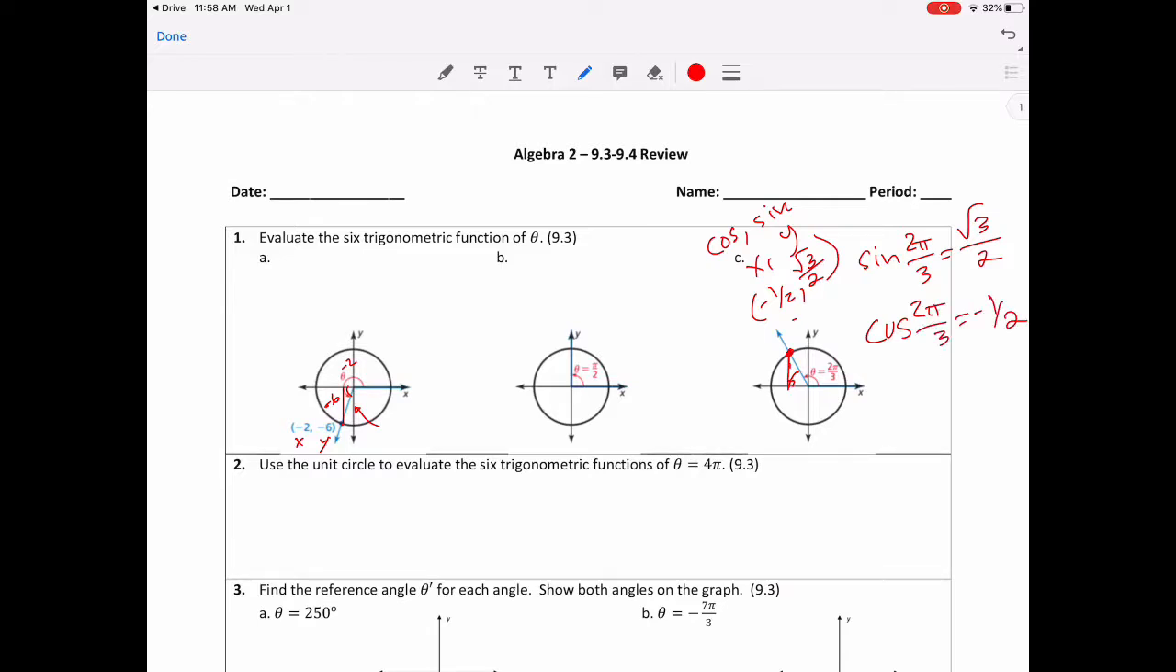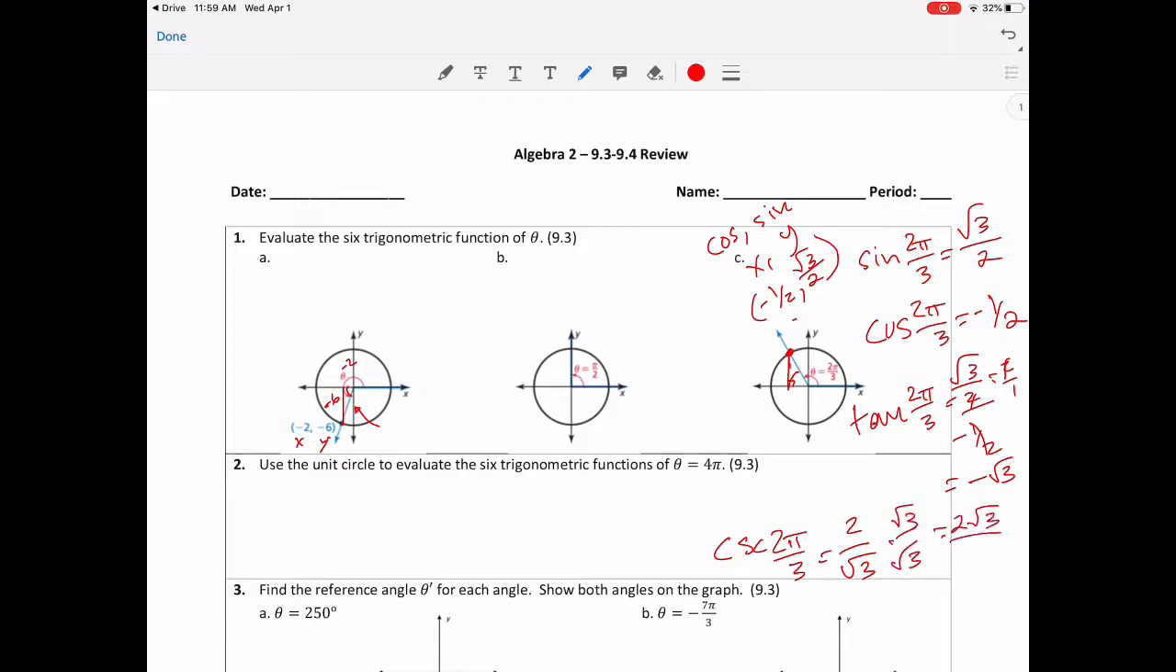And for me, then, it's easy to construct them from here, because tangent of 2 pi thirds is just sine over cosine. Flip and multiply. The 2's cancel, and I'm left with negative root 3. Okay, and then cosecant of 2 pi thirds. Well, that's just sine flipped over, so that'd be 2 over root 3, but then I have to do what? You got it, rationalize. 2 root 3 over 3.